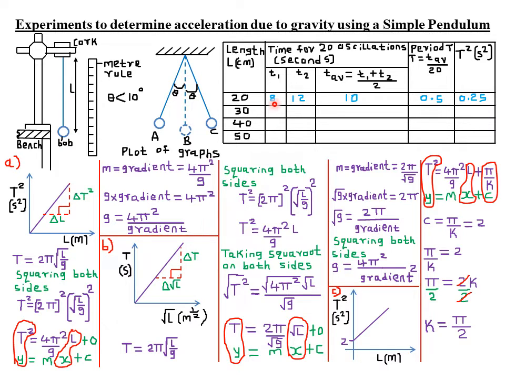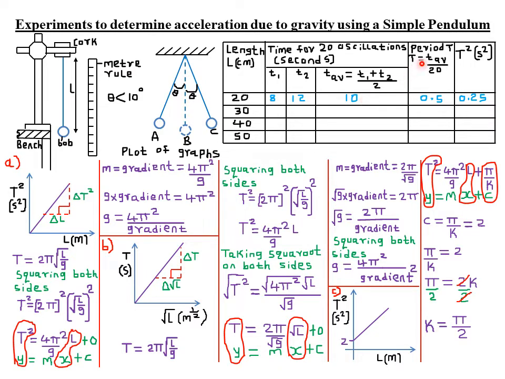Then when the experiment is repeated again for 20 oscillations, the time recorded is 12 seconds. So to find the average time taken, we shall simply take 8 seconds plus 12 seconds, then the answer, that will be 20. Then we divide by 2 to get our average time taken. That is 8 plus 12, we get 20. 20 divided by 2, we get 10 seconds.